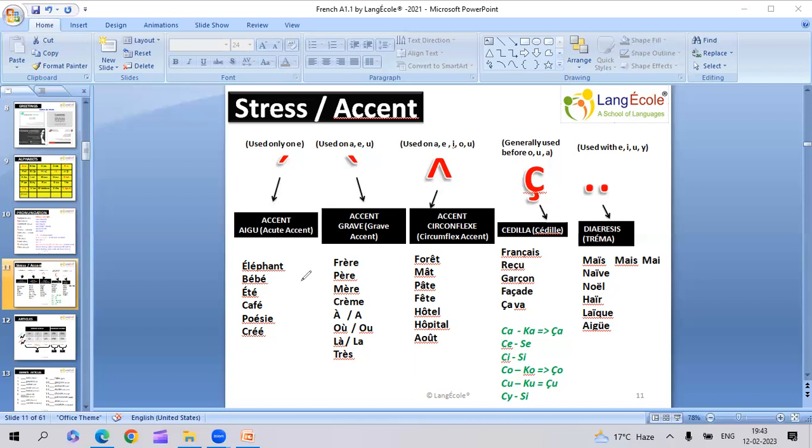Frère means brother. Père means father. Mère means mother. Crème means cream. Then à with an accent means to or at, and the other one is an article. No, a without an accent is not an article. A is a verb. It's a verb.